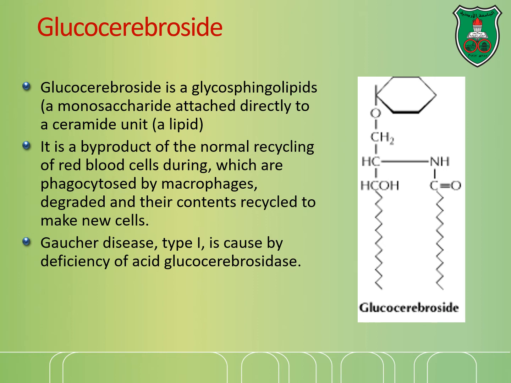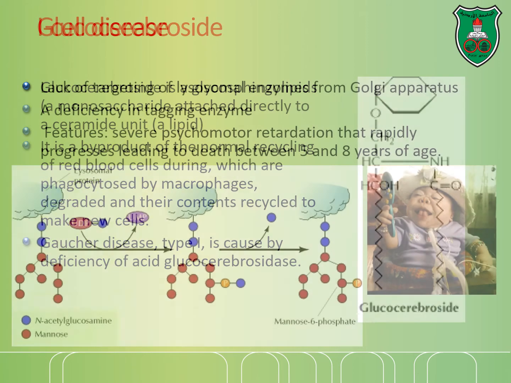Okay, so what happens in individuals having this deficiency is that they are unable to degrade the glucocerebrosides that are present on the plasma membrane of red blood cells once they are phagocytosed, once they are eaten by macrophages. So they accumulate. There is accumulation of glucocerebrosides.